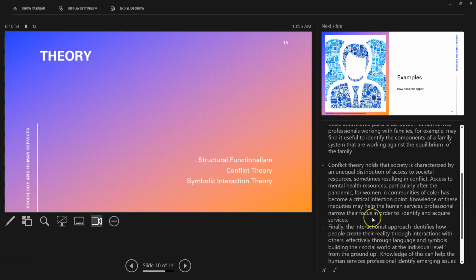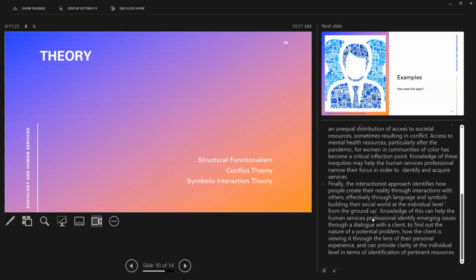Conflict theory holds that society is characterized by an unequal distribution of access to societal resources, sometimes resulting in conflict. Access to mental health resources, particularly after the pandemic, for women in communities of color, for example, has become a critical inflection point. Knowledge of these inequities may help the human services professional narrow their focus in order to identify and acquire services.